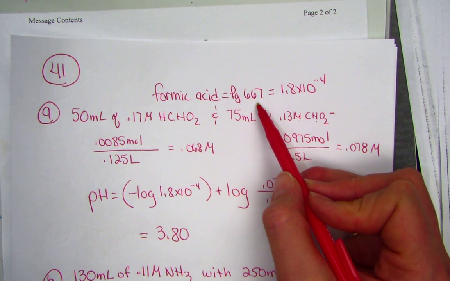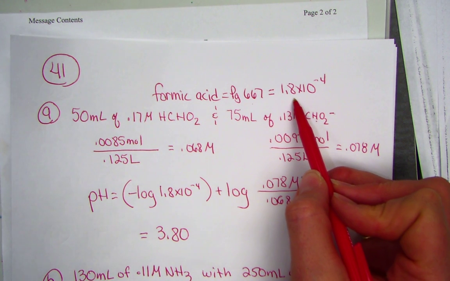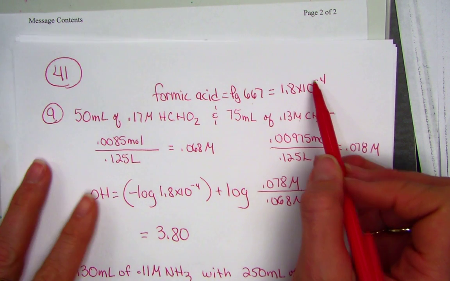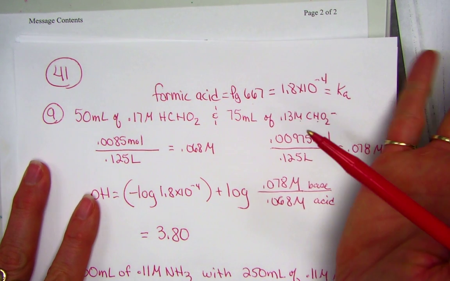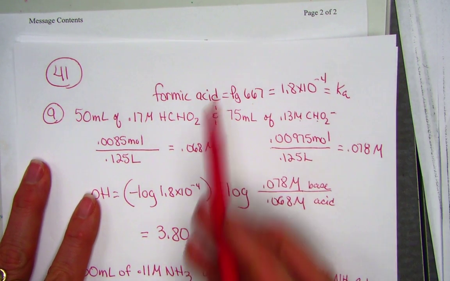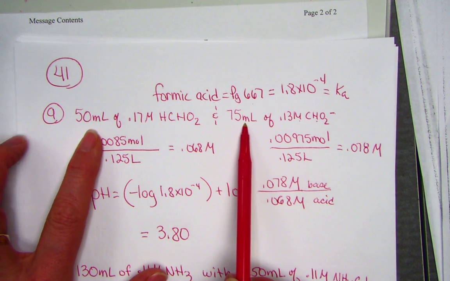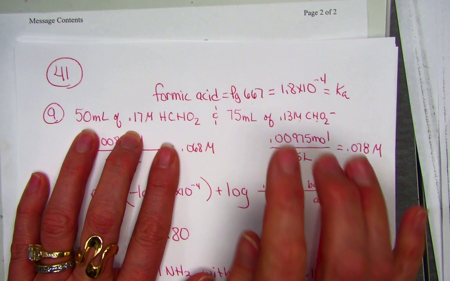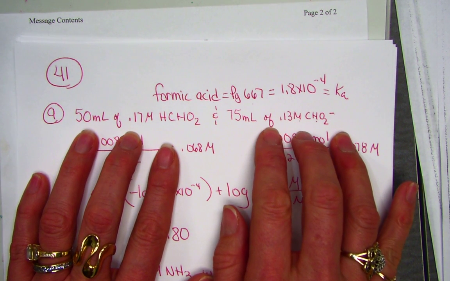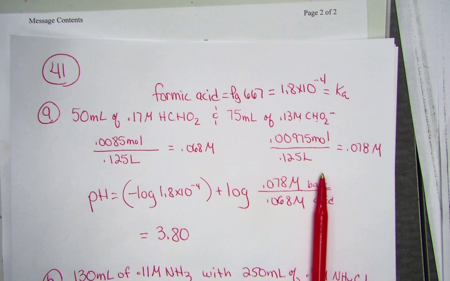I went to work finding page 667, the list of Kas, and that was reported as 1.8 times 10 to the -4th. The Ka for formic acid I had to look up. It wasn't in the problem. What I did, we have to think about combined volumes. If I have a separate solution, 50 mils of the acid, and I have a separate solution, 75 mils of a base, and I pour them together, I'm actually diluting both of them. So what I need to find is the new resulting molarity.